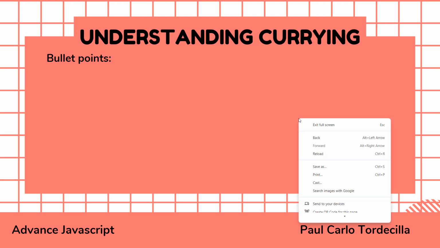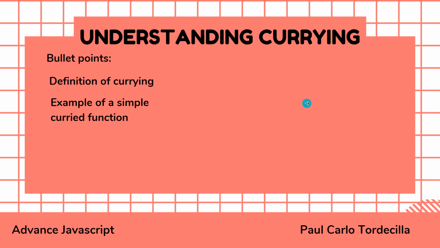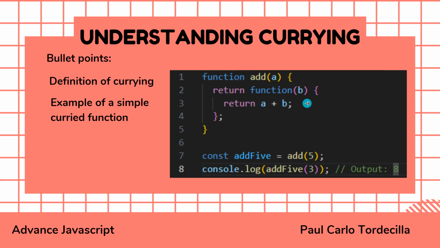Currying is a process of taking a function that expects multiple arguments and transforming it into a series of functions that each take in a single argument. This can simplify the function usage and make it modular. Let's look at an example.